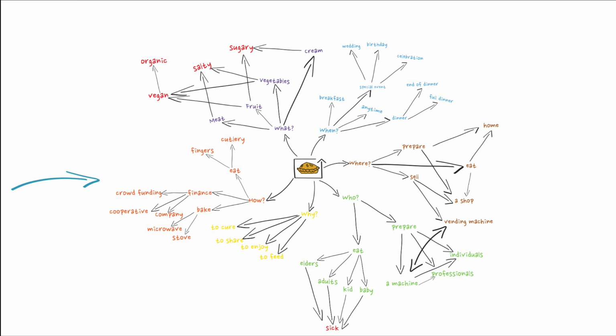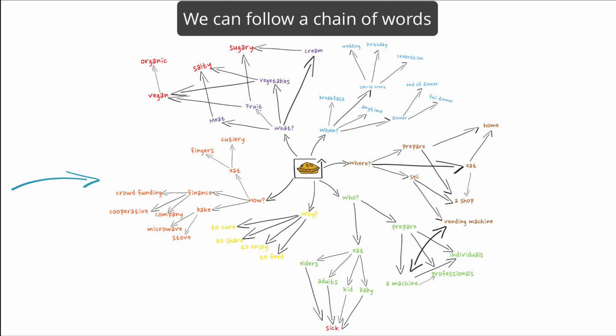Now, the question is, how can we use this mind map to support creative thinking that will help us to identify new ideas, new projects that could be built around the basic concept of a pie? The goal of the mind map is to show us some connection, some correlation that we were not thinking about initially. A first way to proceed is to follow a chain of words from the initial question.